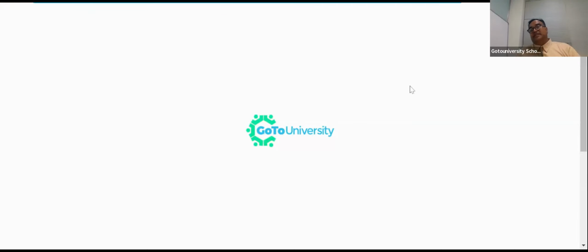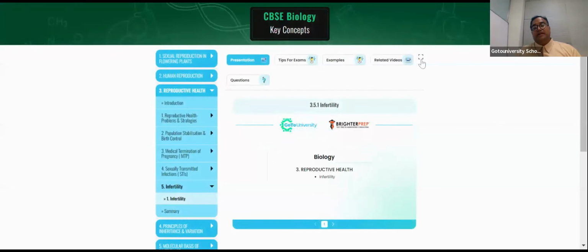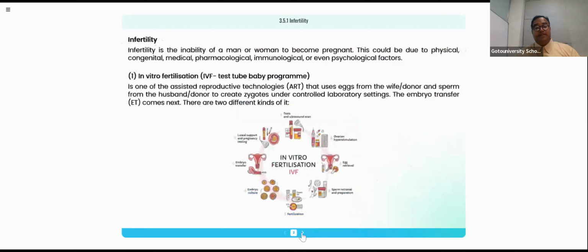The reasons for infertility are not only an imbalanced diet and an unhygienic environment, but also genetic disorders, microbial infection, and many other factors. Infertility can be treated with test tube baby. In a test tube baby, we collect the sperm from the donor and the egg from the recipient.